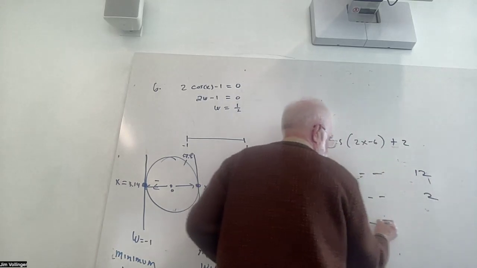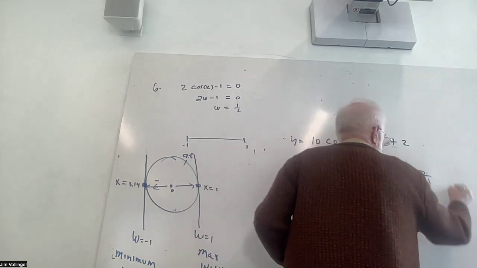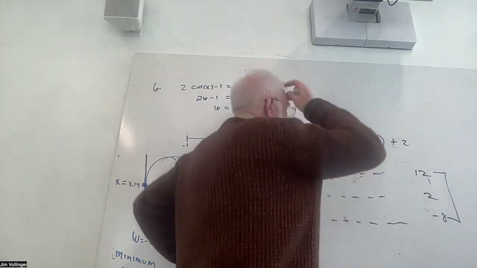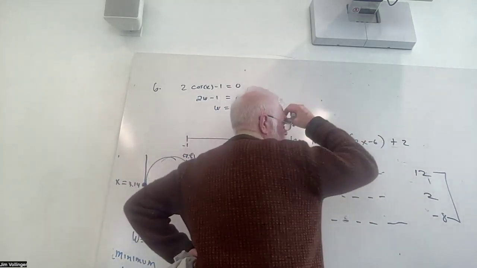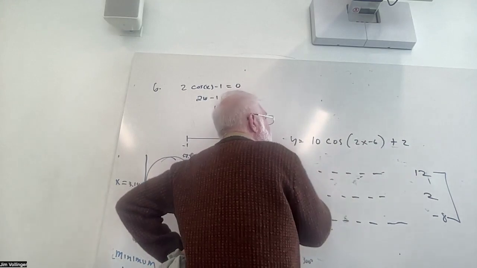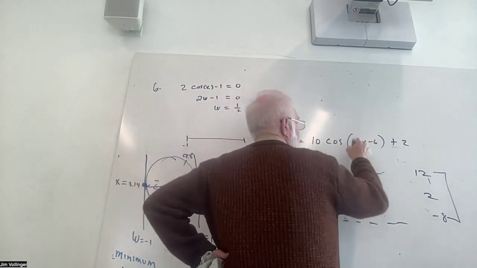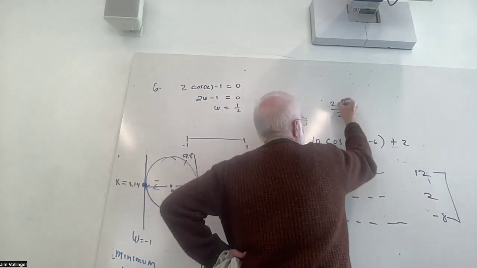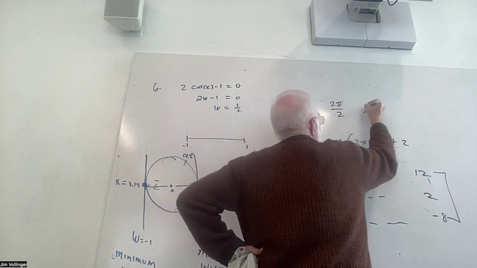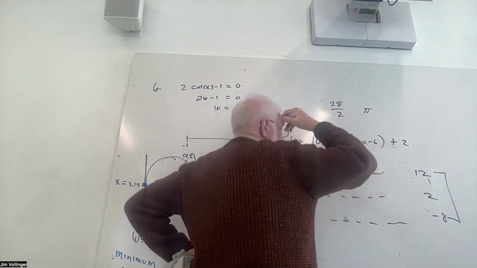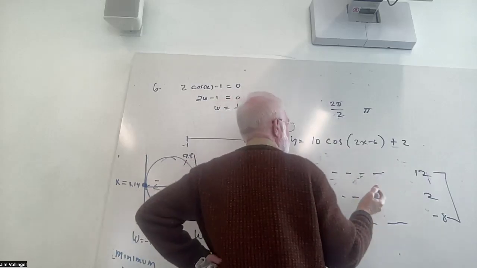-8 to 12, same range. That's a sinusoid. So now, what's the period? Well, what are you multiplying x by? Sure looks like the number 2. If I take that and divide it into 2 pi, pi units. All right, so pi units. If I can just figure out where I start.